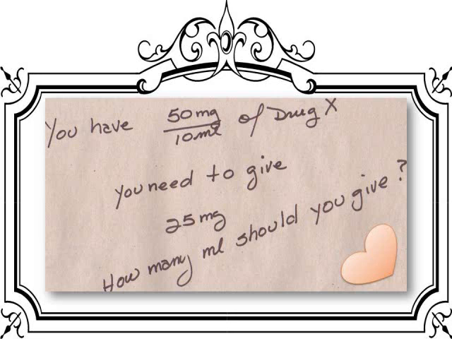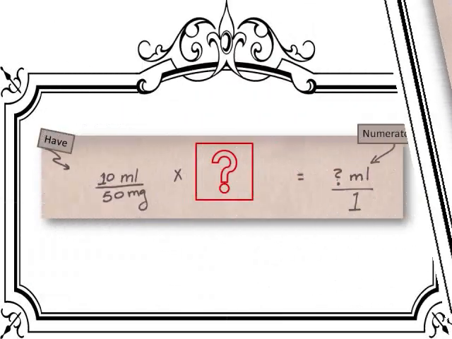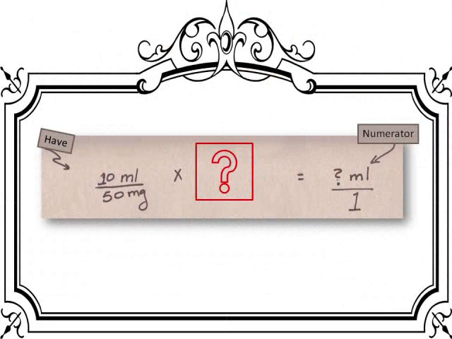Okay, you've got 50 milligrams per 10 milliliters of drug X. You need to give 25 milligrams. How many milliliters should you give? Well, again, we know that 50 milligrams over 10 milliliters equals 10 milliliters over 50 milligrams. Which one are we going to use? We want to end up with milliliters in the numerator. So, in this instance, we're choosing 10 milliliters over 50 milligrams because the milliliters need to be in the numerator.